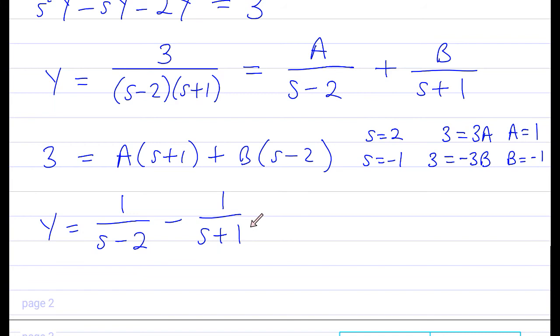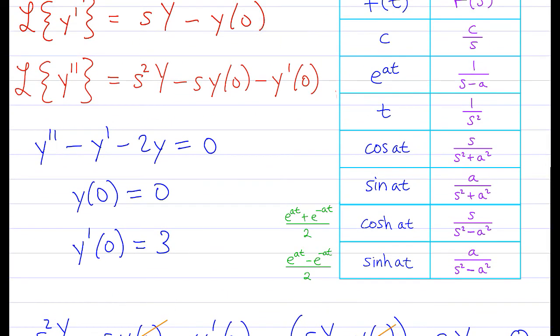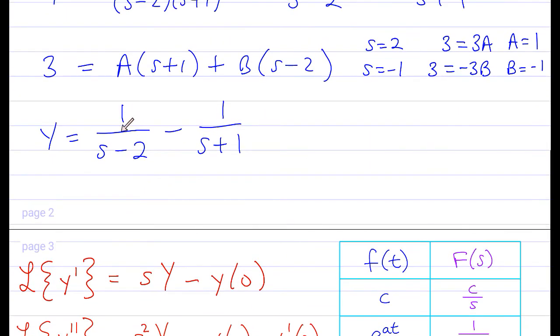Now here's where we use our table. Going back to our table, I'm going to look at these functions and see if I see any, and then go backwards to the function that I must have started with. And actually, we're only going to need this one right here. The transform of e to the at is 1 over s minus a. So let's look at what we have. Here is 1 over s minus 2. Well, that should remind you that this was the transform of e to the 2t.